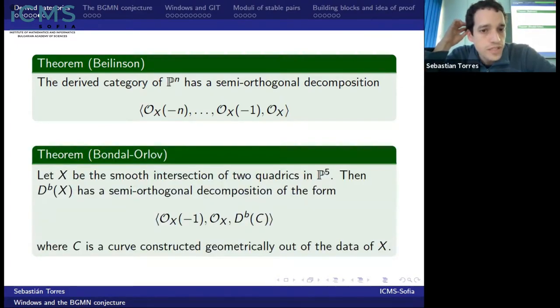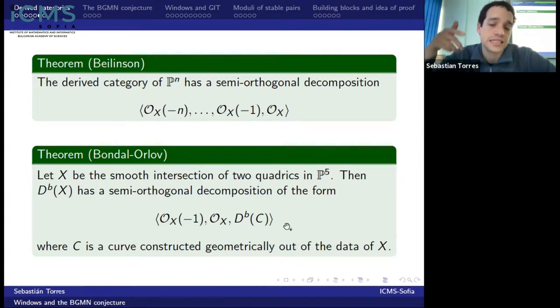A more interesting example is if you intersect two quadrics in P5, so you get a threefold, and it's a Fano variety, and it has a semi-orthogonal decomposition of this shape, where you have O(-1), and then something else, which turns out to be the derived category of a curve. And this is not a random curve. The way you build this curve, you can think of it as, you have these two quadrics, they define a P1 pencil of quadrics, and in this pencil, there will be, I think, six of them that will be singular.